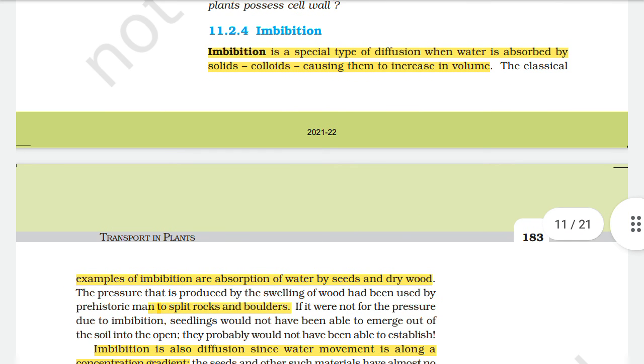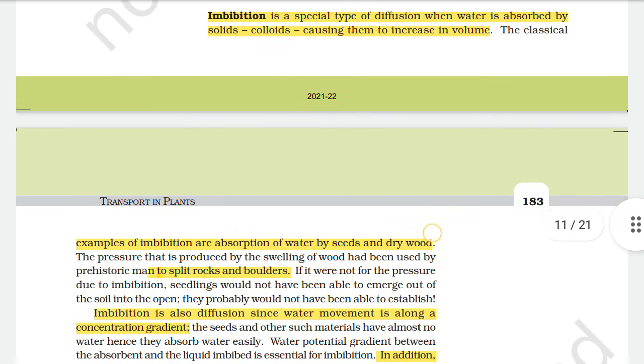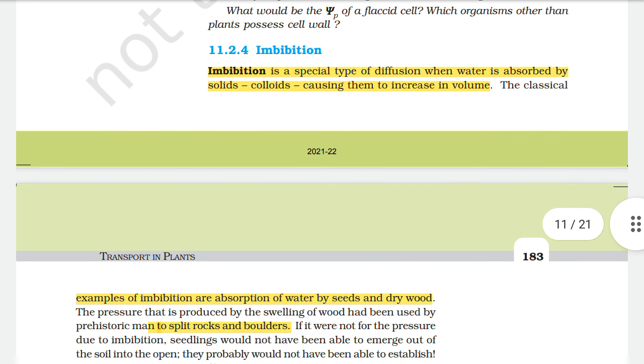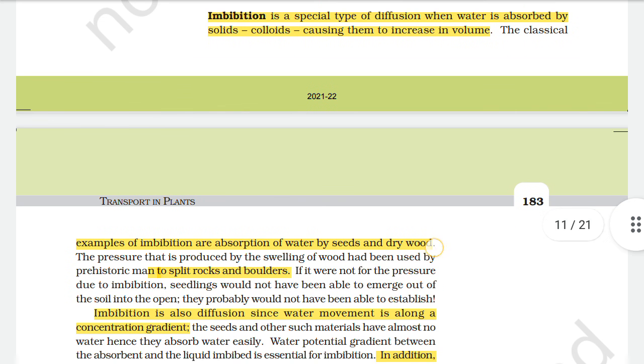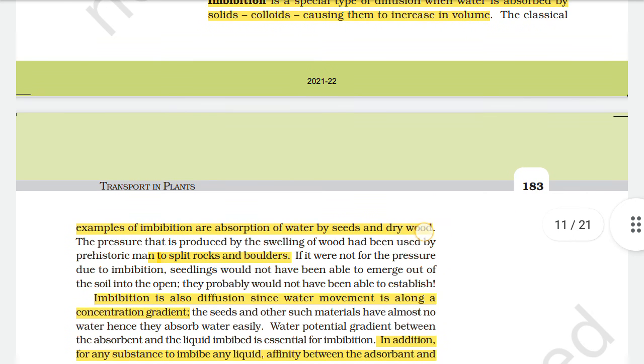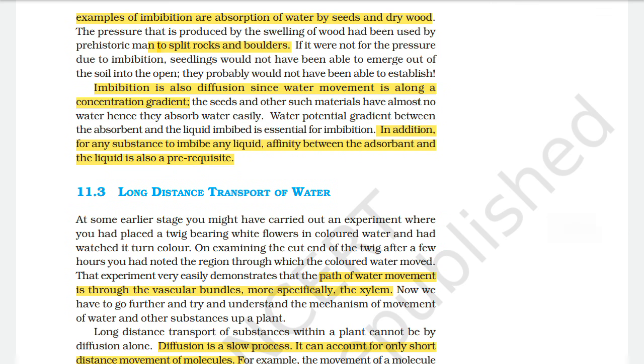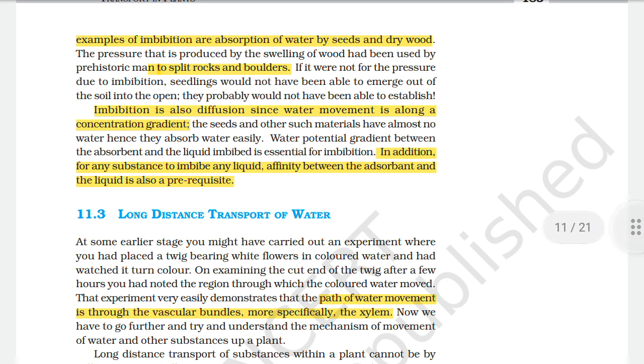Next is imbibition. This is our last topic, I think, of today. After that, we'll read tomorrow. Okay. Imbibition is a special type of diffusion when water is absorbed by solids and colloids, and due to this there is an increase in volume. Examples of imbibition are the absorption of water by seeds and dry wood. Applications are splitting rocks and boulders. Germination of seed is also an application of imbibition. Without imbibition, the seed would not have germinated.